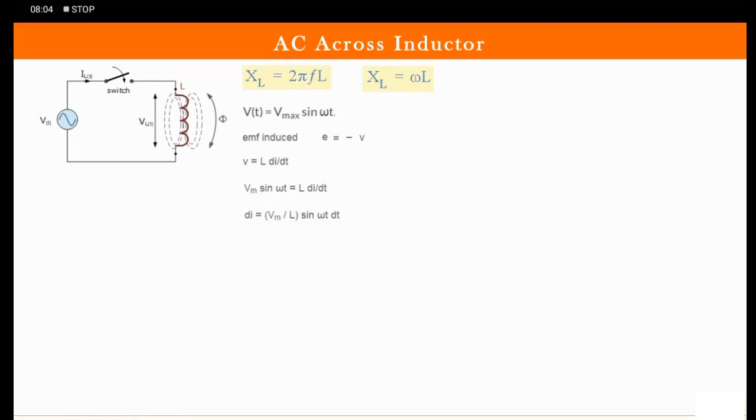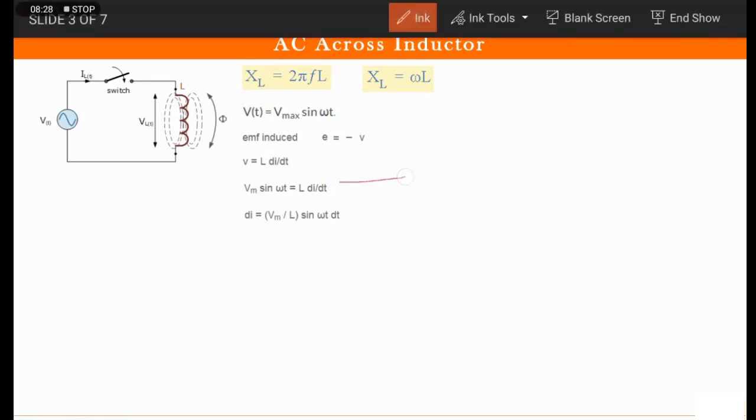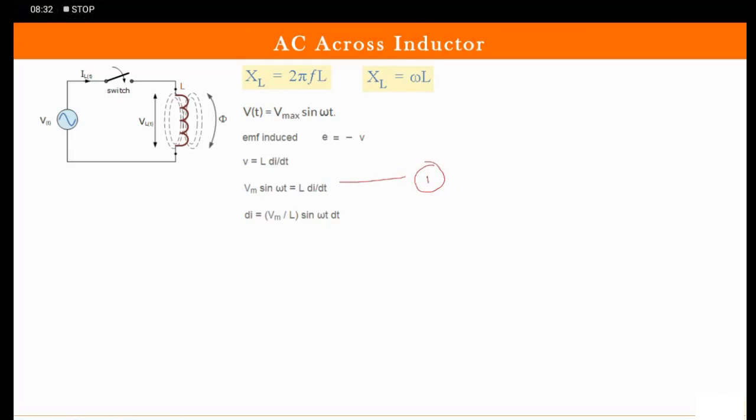So what is the next step? The next step is cross multiplication. And we have converted this equation in terms of di, because actually we want current. Because we have the voltage equation, we want to get the equation of current. So I want I. I have converted this equation in terms of I, so I got di. So di is equal to, that is written.